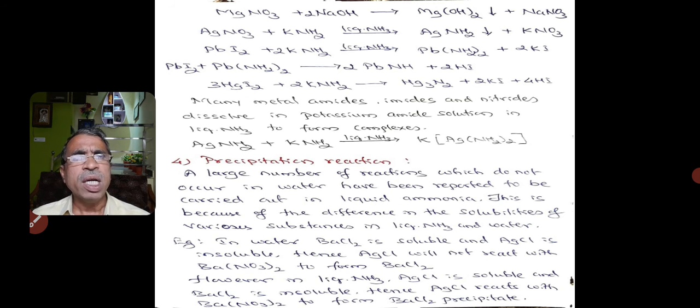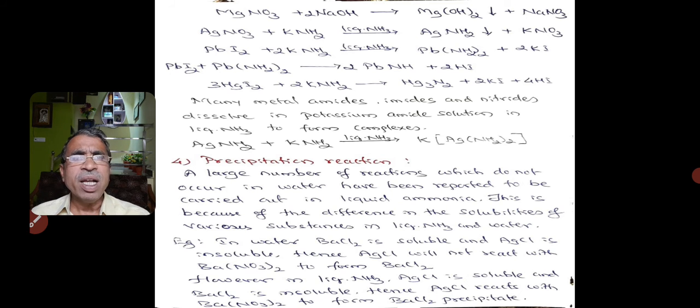Example, in water, barium chloride is soluble and silver chloride is insoluble. This reaction you have studied in the qualitative analysis. That is the test for the chloride: you take the barium chloride, add silver nitrate, gives silver chloride precipitate. That means barium chloride is soluble in water and silver chloride is insoluble in water. Hence, silver chloride will not react with barium nitrate to form barium chloride once again.